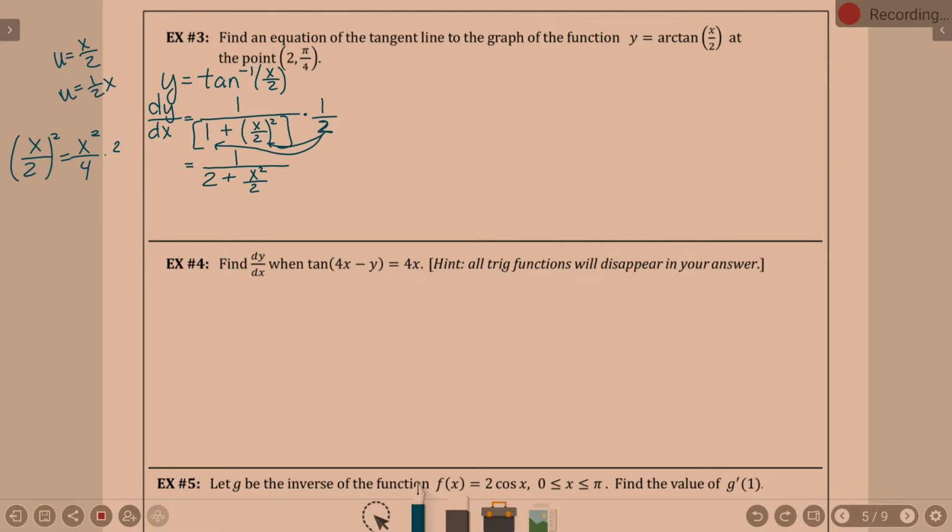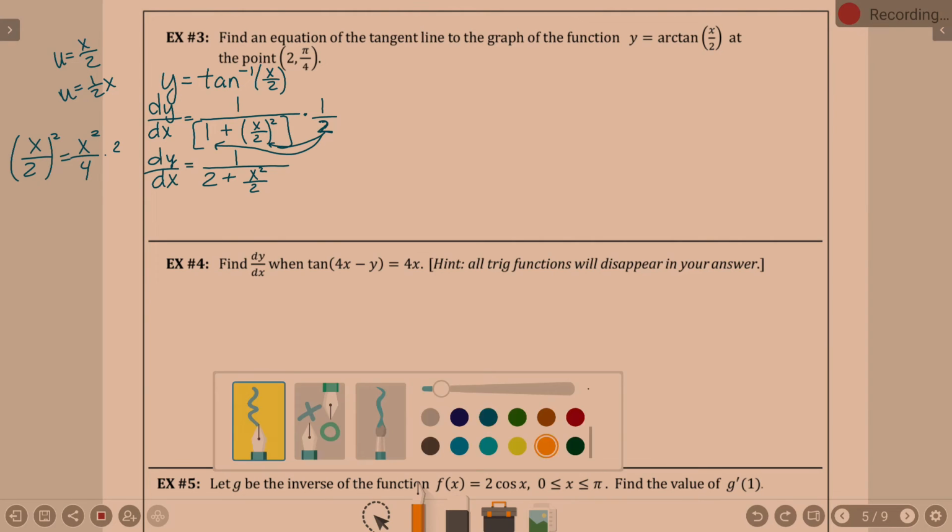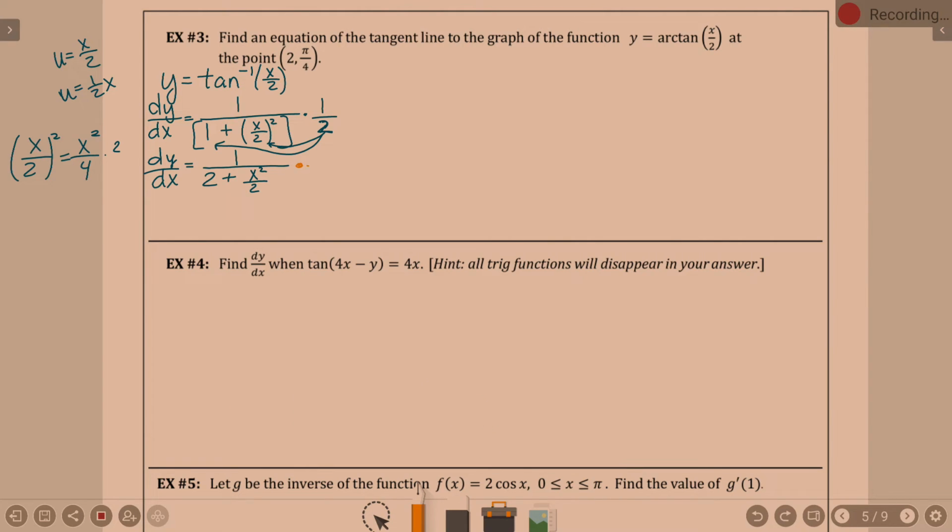Now, are we going to leave an answer with a fraction within a fraction? No. You want to, but we're not. What am I going to do to get rid of that fraction within a fraction? Multiply by 2. Because the denominator is 2, and I want to get rid of the 2 in the denominator, so we multiply by 2. If I multiply the denominator by 2, you're multiplying the numerator by 2.